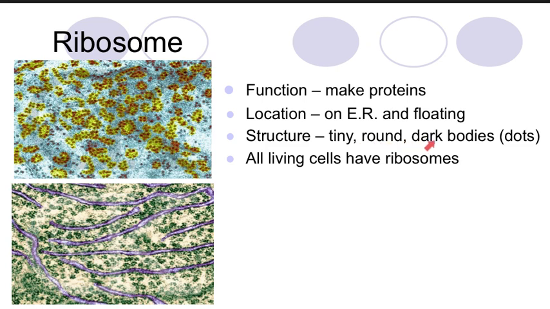Structure-wise, they are tiny, round, little dark bodies. They look like little dots, and their job is to assemble proteins by reading messages sent by RNA into it. So we'll talk more about that later on, but that's all you need to know for right now.